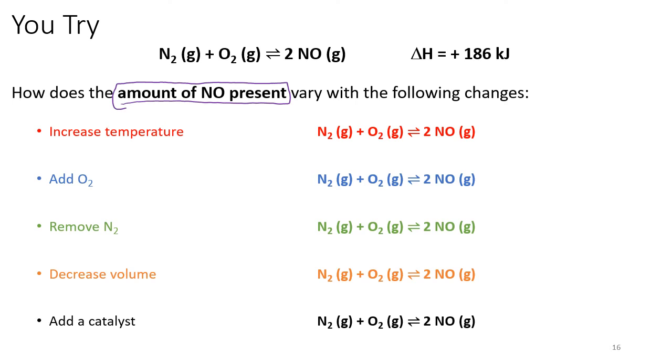So if we increase the temperature, for this reaction, we saw that delta H was positive, so we had an endothermic reaction. If it's endothermic, we can think of the heat as being a reactant.